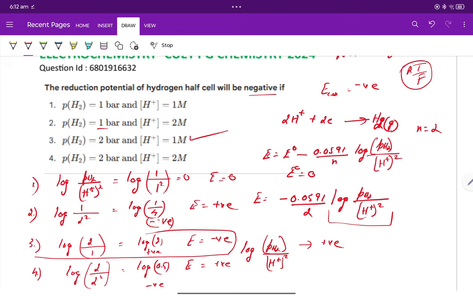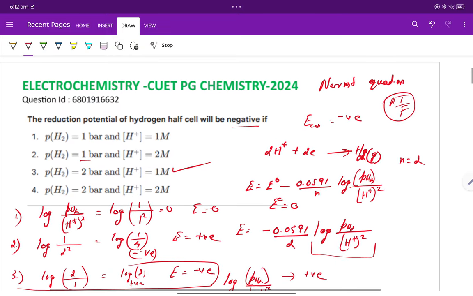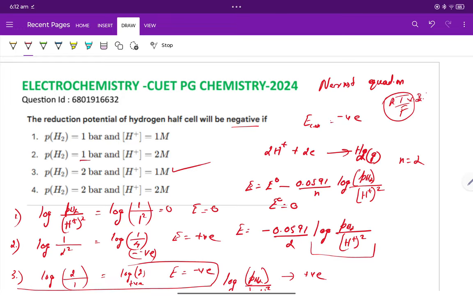Always, in this type of question, you have to remember the Nernst equation, which is E is equal to E0 minus RT by NF. Here there is a correction: there will be 2.303 into RT by NF if you are taking the log value. Only then will you get the 0.0591. Thank you.